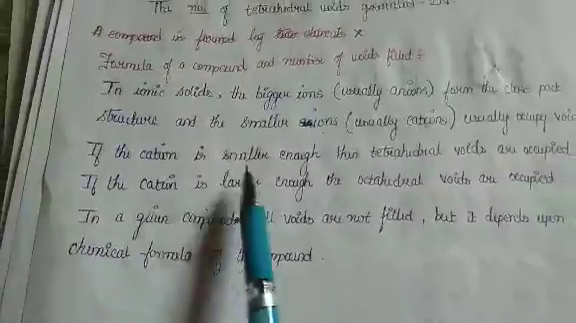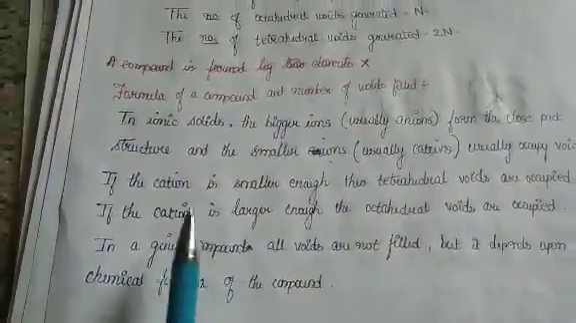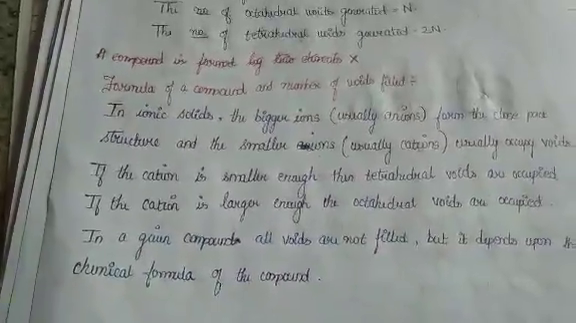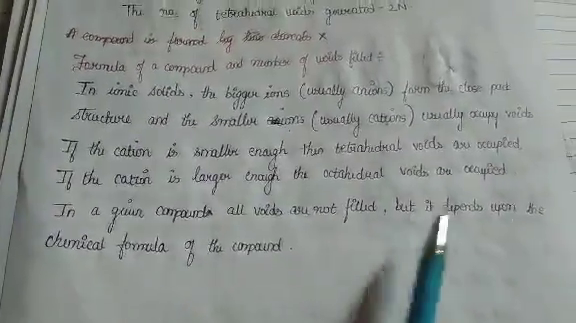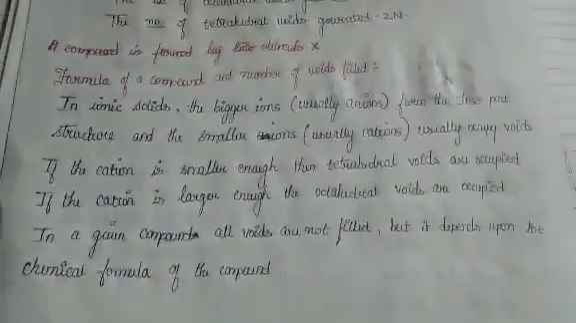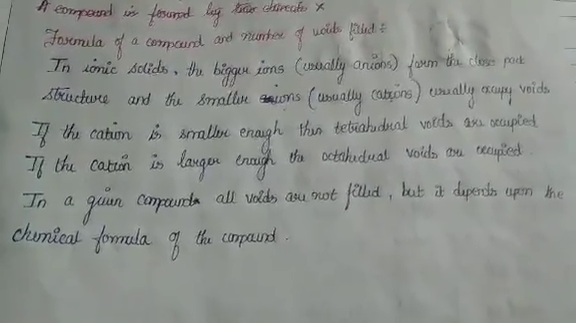So if the cation is small enough, the tetrahedral voids are occupied. If the cation is larger, it occupies the octahedral voids. In a given compound, remember that all voids are not filled, but it depends upon the chemical formula of the compound. So in my next video, we are going to see the calculation part. I hope it has been understood.